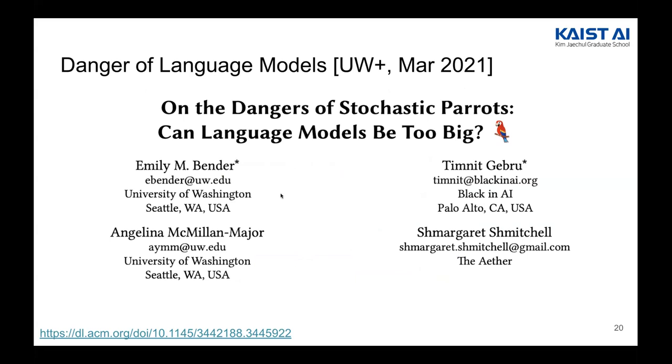And there was also a lot of controversy with regard to this almost two years ago, not in this paper, but some researchers at Google had a dispute with their leaders about the ethics of these large language models, and it was a very big problem back then.